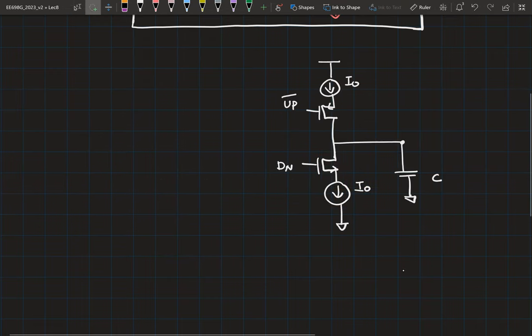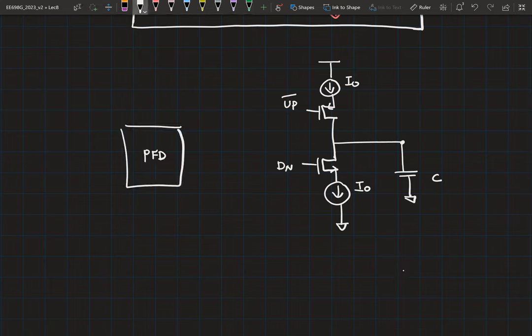So let's assume that this PFD was giving us up signal. Then we have to connect an inverter in the path to generate up bar, whereas the down signal can potentially be connected as it is. So now that there is a delay between the up bar and the down signal, we expect to see the current waveforms slightly staggered with respect to time. They are not on at the same time, due to which some charge is going to get injected into the capacitor, but the same amount of charge will get pulled out.